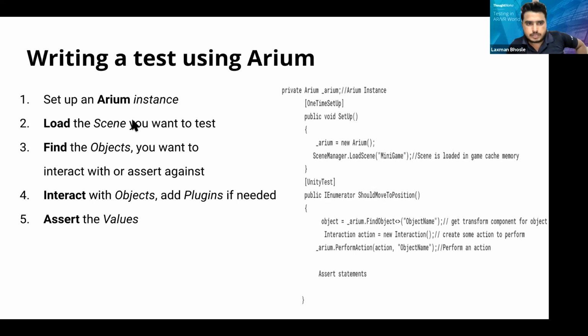Now we'll see how to write the Arium test. There are 5 steps that we have to follow. The first step, we have to create an Arium instance, like we also do for the Selenium driver. Then we have to do one-time setup. In that we have to initialize the Arium instance and load the scene.